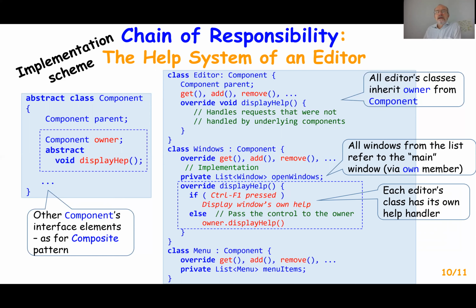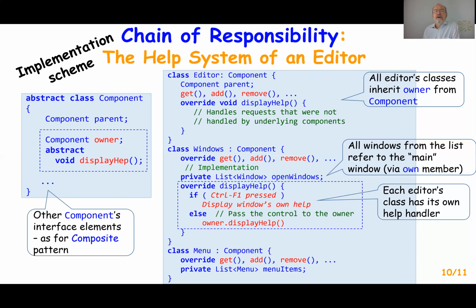When it gets the request, Control F1, then it decides that this request is for just this window, okay? And it decides that I am able to handle this request myself. So it decides to do some actions, displaying help window or outputting the information on the status bar or anything like that.